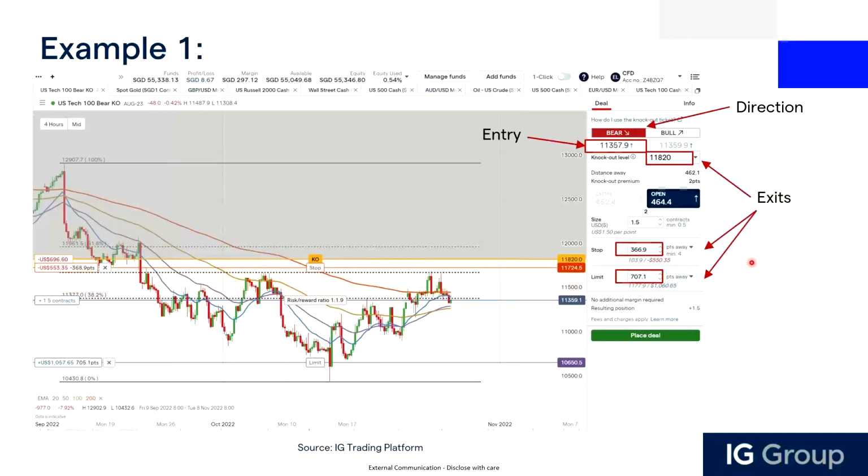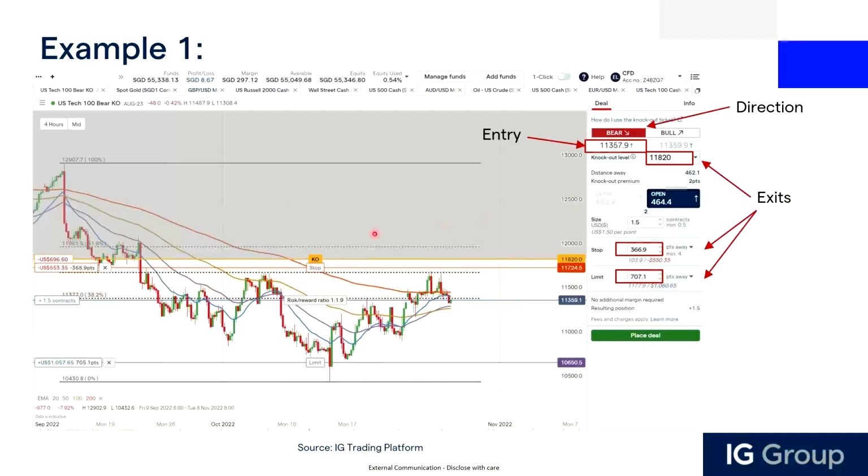And your exits. Again, for exits, we talk about 2 stop losses and 1 take profit. So in the trade ticket, you will see 3 exits. Knockout level is the guaranteed stop loss, whereby you are guaranteed to not close anywhere worse off than this price. Stop loss is a normal stop loss in between your entry and your knockout level. In between, you can put in a normal stop loss as well. And of course, your take profit will be a level that is higher.